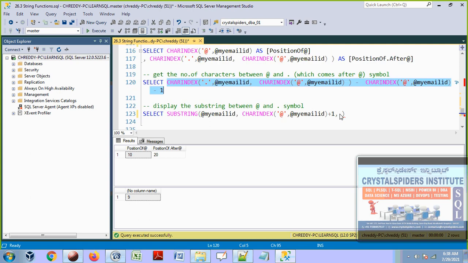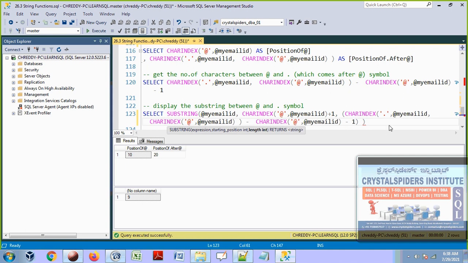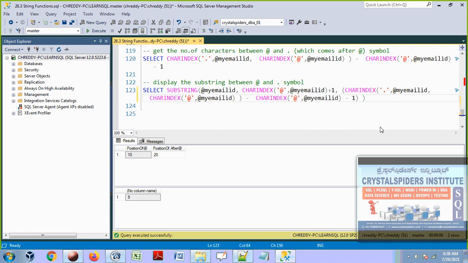Okay, guys. That same thing I am going to copy and paste here. That's it, guys. Done. See that now here in this variable, @emailid.com, I am printing the substring, and that substring starts from the position of @ plus 1, and how many characters? These many characters, a total of 9 characters it will return.